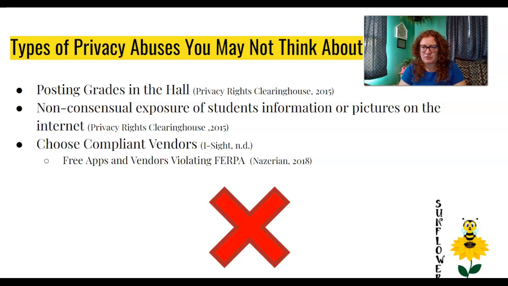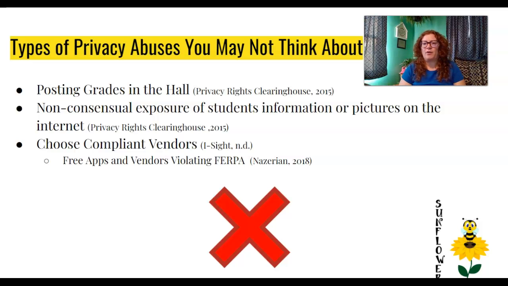Non-consensual exposure of students and information or pictures on the internet. So we need to be careful. We know we have the list of students who cannot be posted in any of those things. We do get those consents and we do get those opt-outs. So just make sure you're thinking about that when things are being posted.